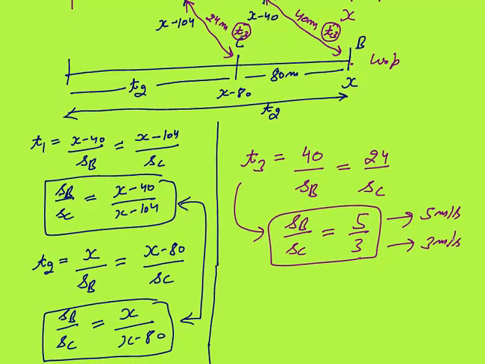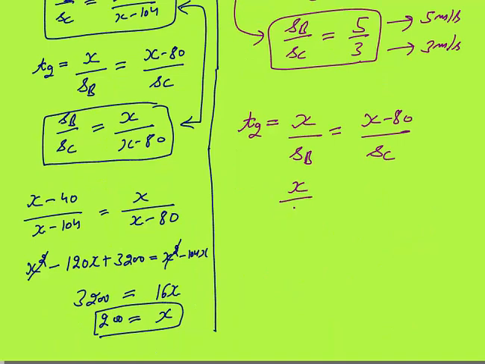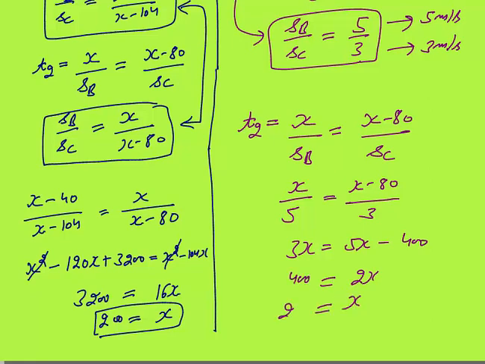Second situation says that when B covered X, you can see that time is T2. Second situation, time is T2. In T2 time, B covered how much distance? X distance with the speed of SB. C covered how much distance? X minus 80 distance with the speed of SC. Put the value of speed. SB is 5, X minus 80, SC is 3. So you get 3x is equal to 5x minus 400. 2x is equal to 400. You get x is equal to 200.